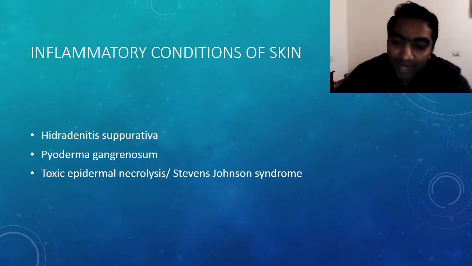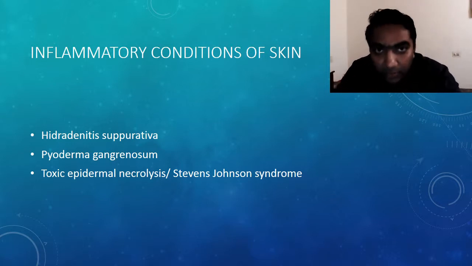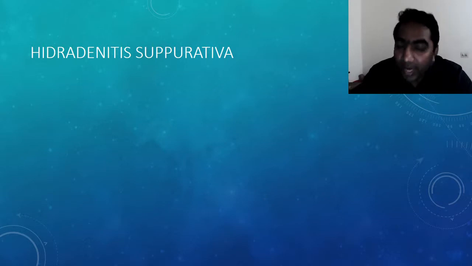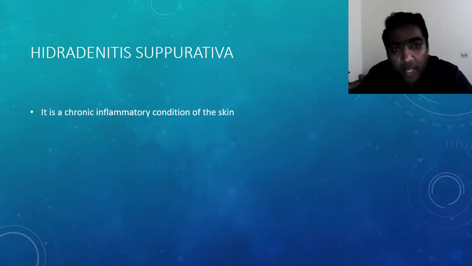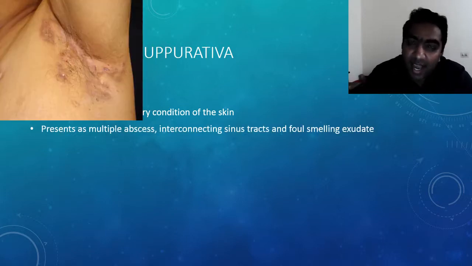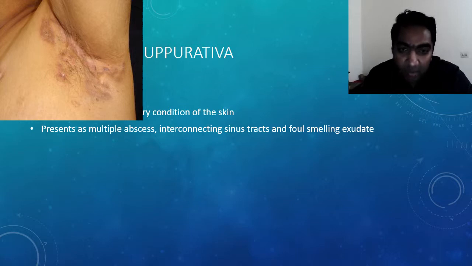The inflammatory conditions of the skin which we are going to discuss today are hidradenitis suppurativa, pyoderma gangrenosum, toxic epidermal necrolysis and Stevens-Johnson syndrome. Coming to hidradenitis suppurativa, it is a chronic inflammatory condition of the skin, and the patient presents with multiple abscesses, interconnecting sinus tracts and foul smelling discharge. As we see in this picture, the patient comes with multiple scars and multiple abscesses in the axilla.